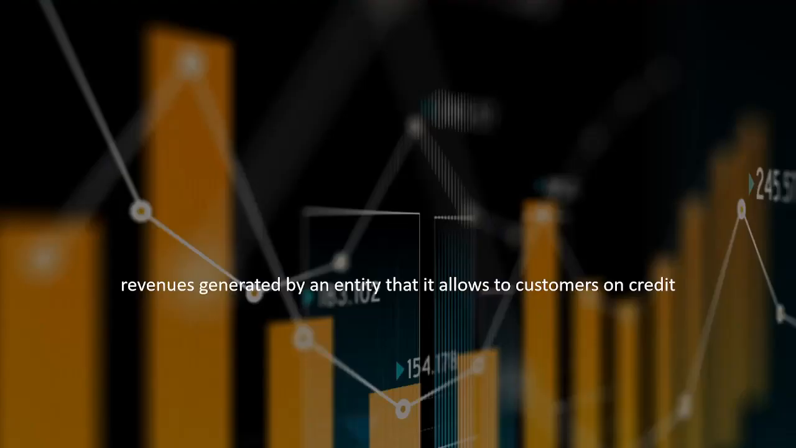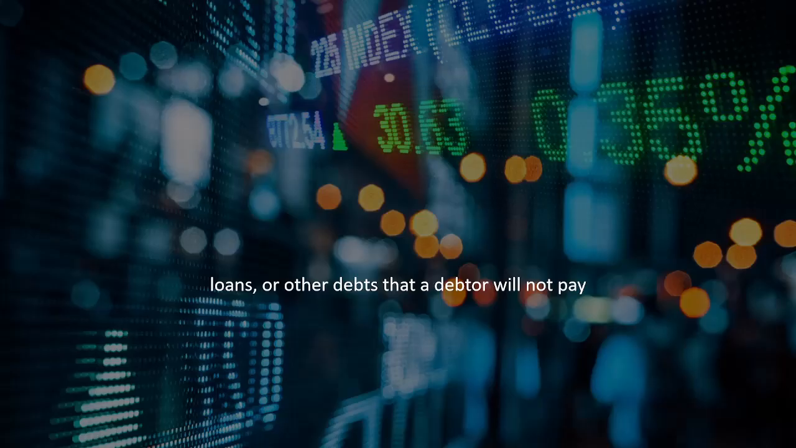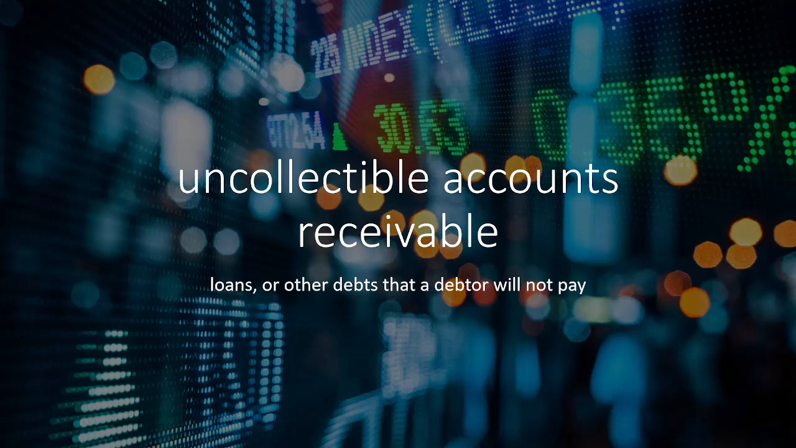And net credit sales, you can pretty much figure it out by the name, but it's revenue made by a company that extends credit to consumers, net of returns, allowances, etc. Any sales for which payment is made promptly in cash are not included in net credit sales. And uncollectible accounts receivable are receivables, loans or debts that debtors will not pay. When receivables are not paid, the amount is credited to accounts receivable and debited to the allowance for doubtful accounts.